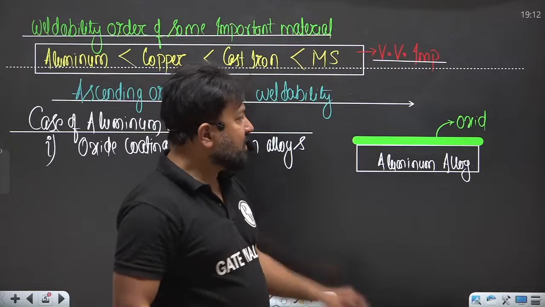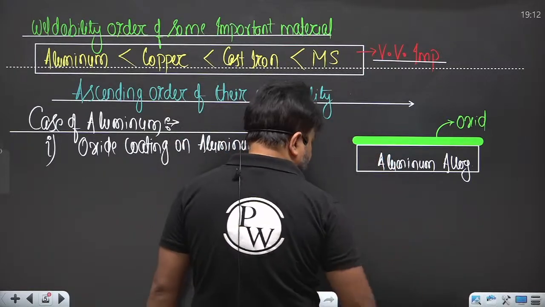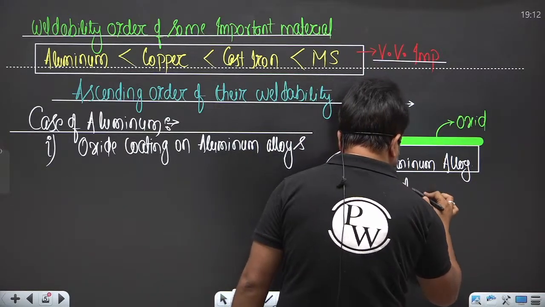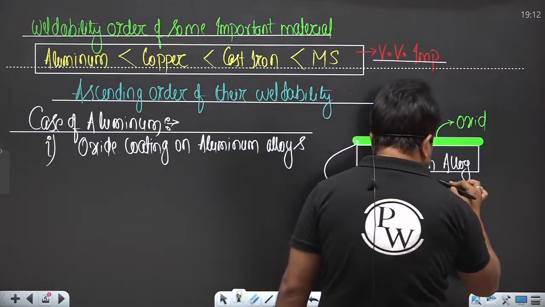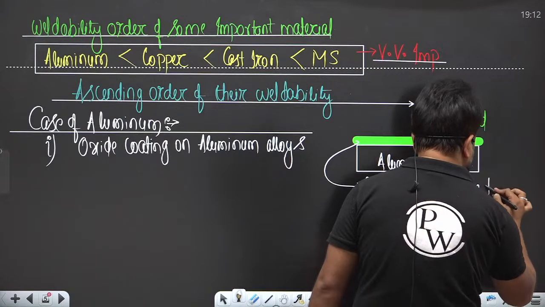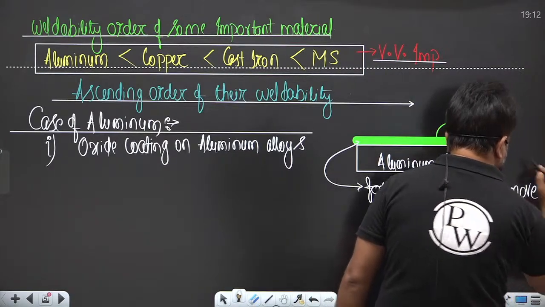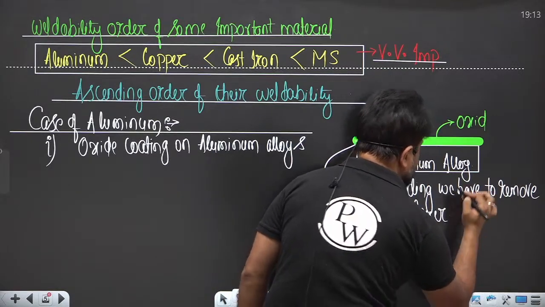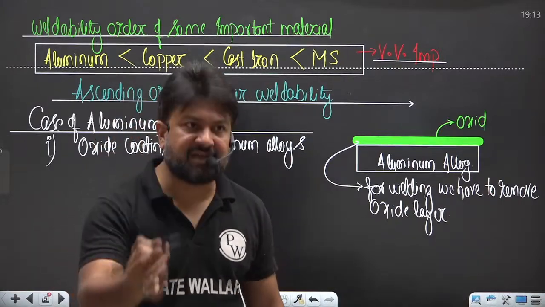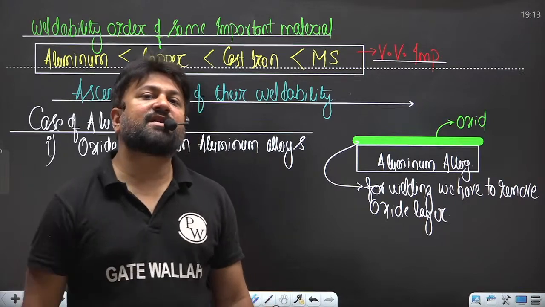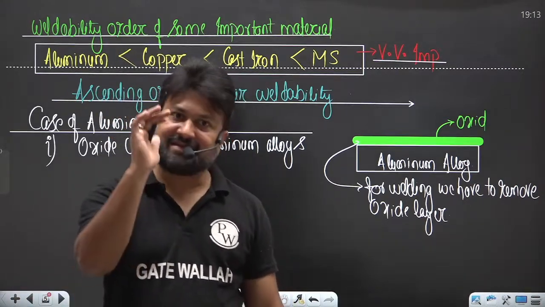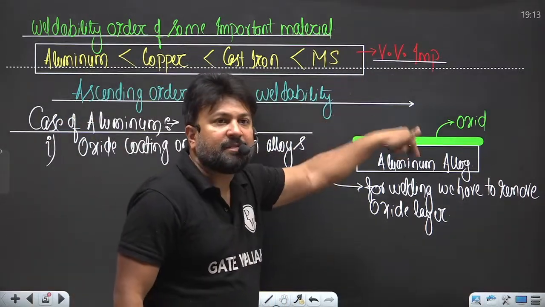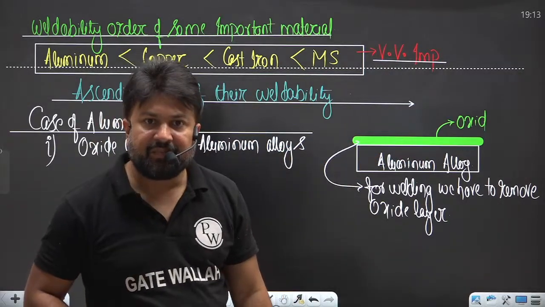Is that point clear? For welding, we have to remove the oxide layer every time. So it is a difficult task, a tedious, time-taking process. That's why the weldability of aluminum decreases. Is that clear? Because of the oxide layer, heat is not able to penetrate into the workpiece.